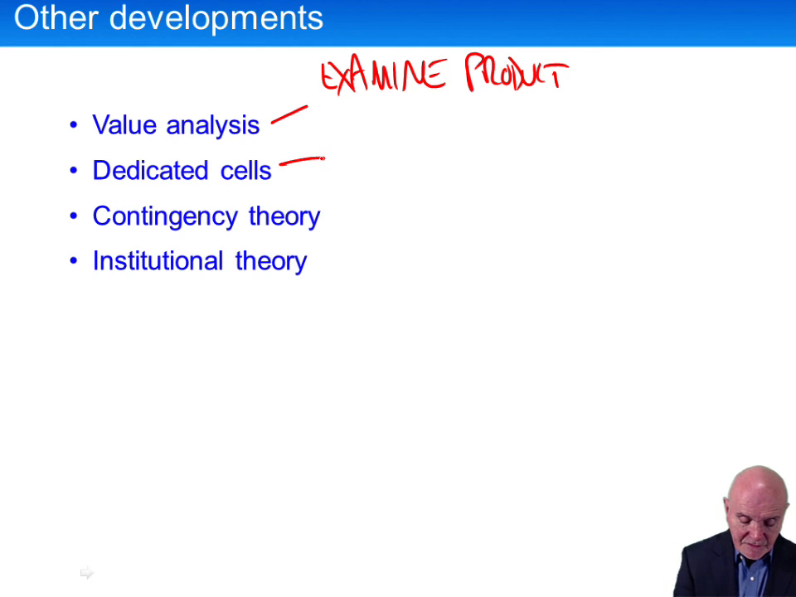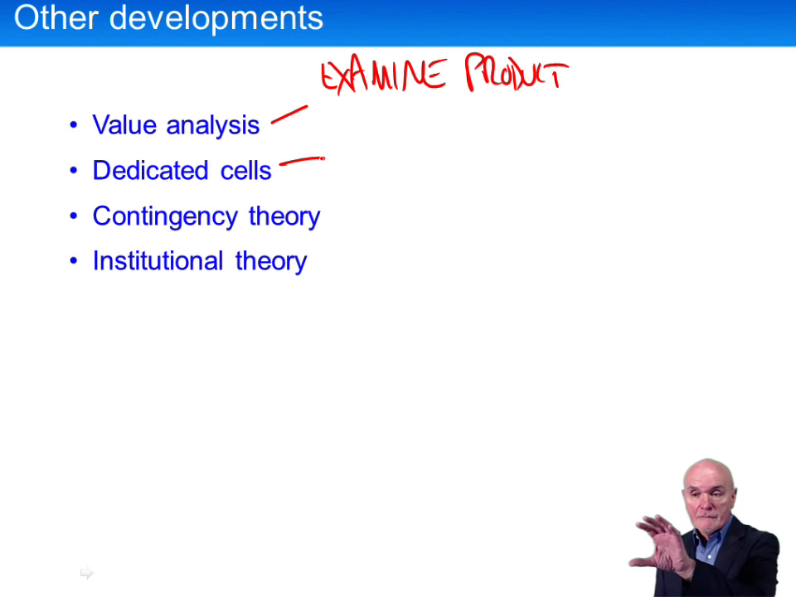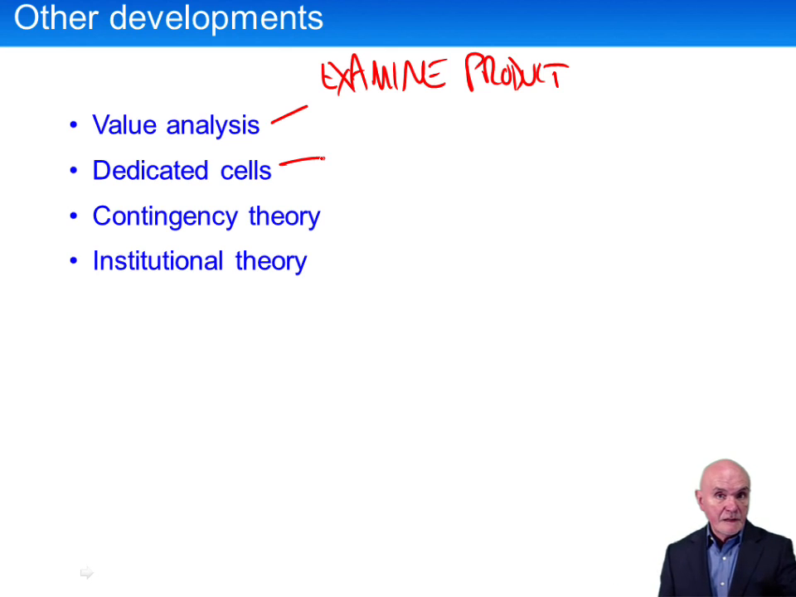A dedicated cell is basically, instead of a production line where you have a product going before a number of people in series, everybody doing just a little bit of construction on that product, the product sits there and you have a team of people who are operating on it.